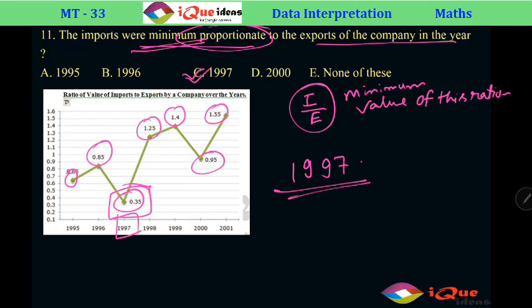If the question was which year has the minimum value, then the answer would be cannot be determined. Alright, because here the question is asking for the ratio, and the graph is given of ratios only. Right, so we can directly answer this question. Okay, now let's take up the next one.